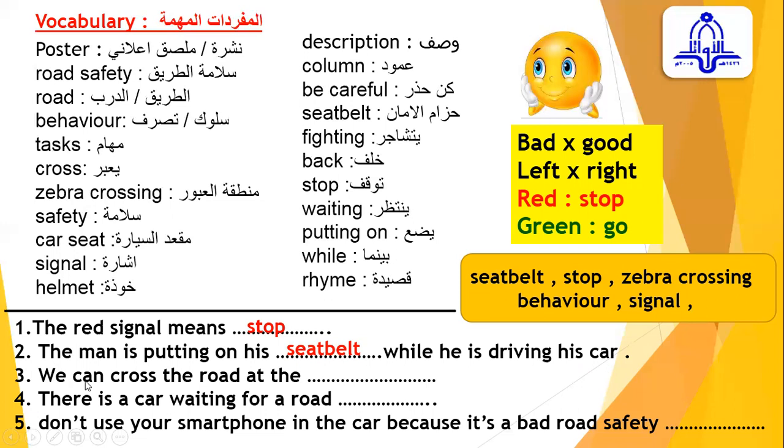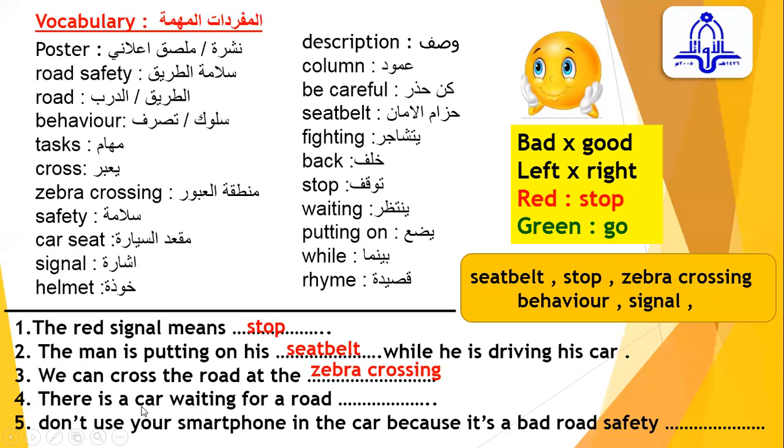Number three, we can cross the road. نحن نستطيع أن نعبر الطريق at the zebra crossing في منطقة العبور المخططة. لاحظوا كلمة زيبرا هي الحمار الوحشي. طبعا شكل الحمار الوحشي مخطط. ولهذا أطلق عليها زيبرا كروسينج منطقة العبور المخططة لأنها مخططة بأبيض تشبه الحمار الوحشي المخطط بأبيض يسموها زيبرا كروسينج.